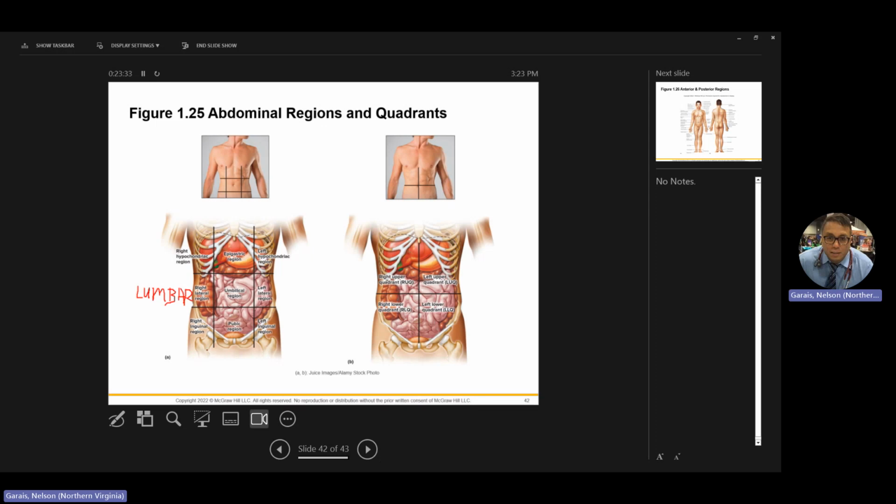Lumbar, also known as lateral, and of course your right inguinal area down here. Okay, so you can look it up. There's a lot of really cool things online that can help you practice this. And I can put A, B, C, D, E, F, G, and you tell me where's what.